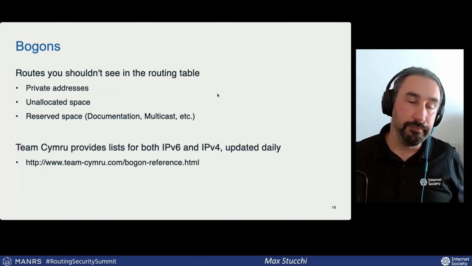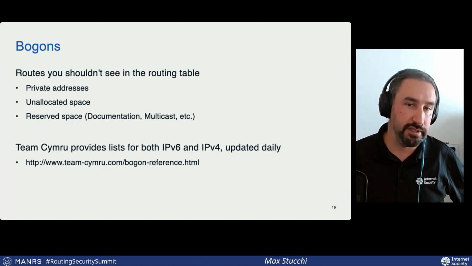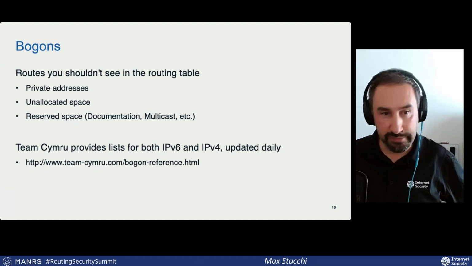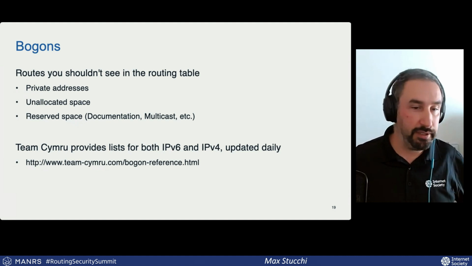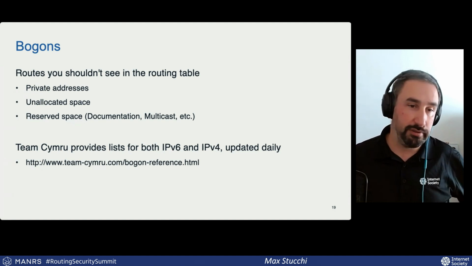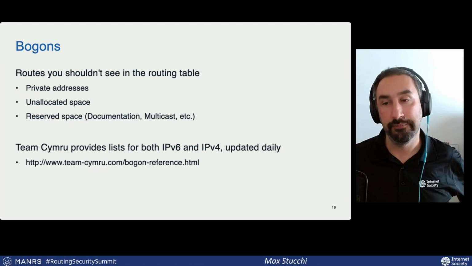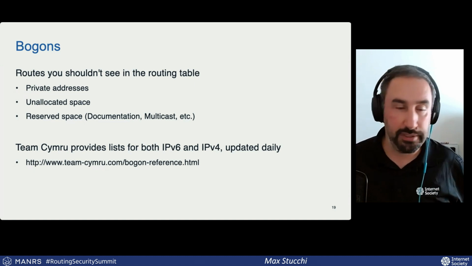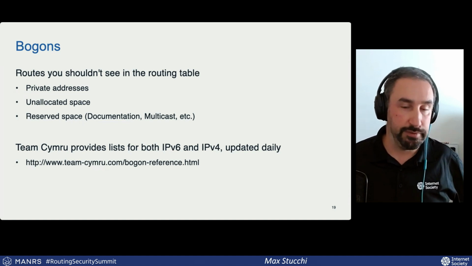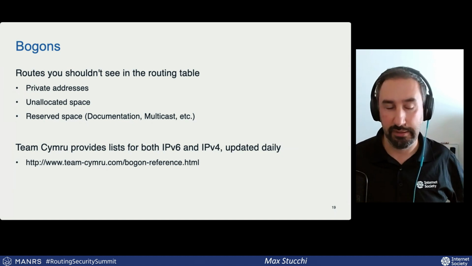Yeah, so I mentioned bogons, and bogons are routes you shouldn't see in the routing table because they are either private addresses, space that is unallocated, or space that has been allocated to a regional registry but hasn't been assigned to the local registry or to the operators. And then you have reserved space. So addresses for documentation, for multicast, etc.